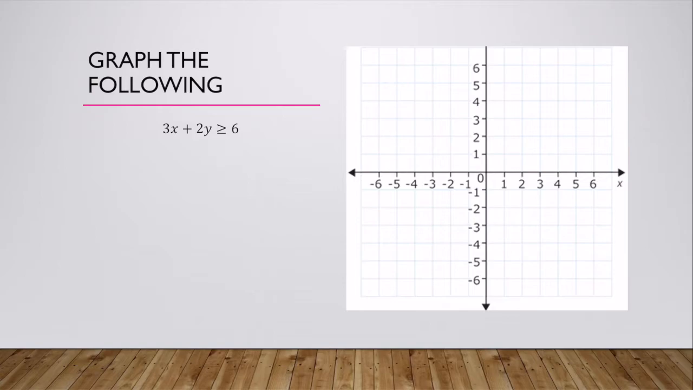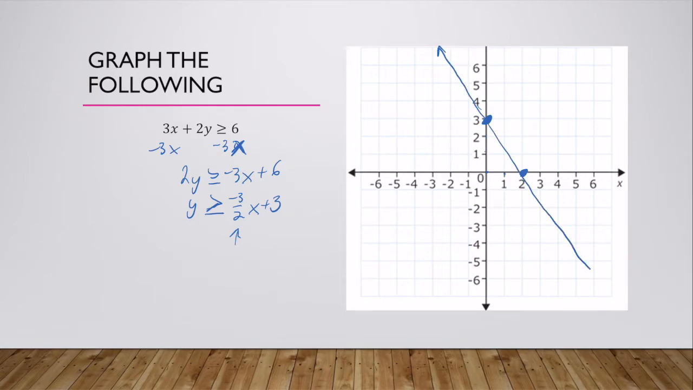So I have 3x plus 2y is greater than or equal to 6. I'm going to go ahead and solve, get this in slope-intercept form so I can graph it. So I have 2y is greater than or equal to negative 3x plus 6. y is greater than or equal to negative 3 halves x plus 3. So here's my y-intercept. I find my next point using slope. My slope is negative 3 halves. It's going downhill, so I'm going to go down 3 over 2. It's greater than or equal to, so I'm going to graph this using a solid line.